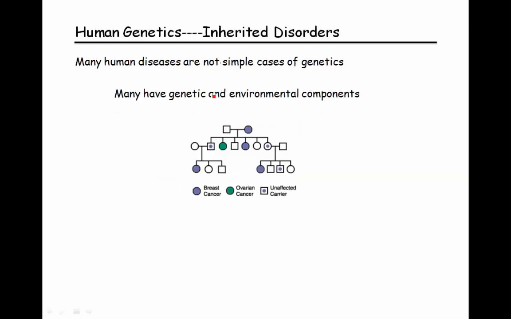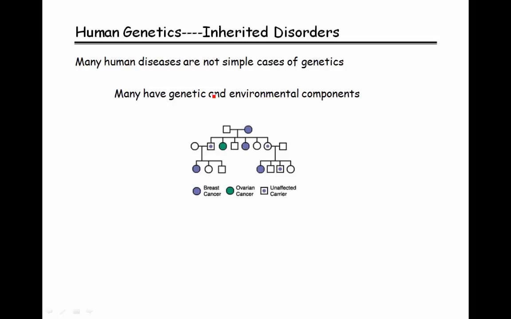Now, many human diseases are not simple cases of genetics. Many have both genetic and environmental components. Heart disease is a very good example of this. Many people know that heart disease runs in their family. That does not necessarily mean that they are going to get heart disease. There are certainly environmental things you can do to help control your risk. You can control your diet and you can exercise, so that hopefully you can lower that risk.